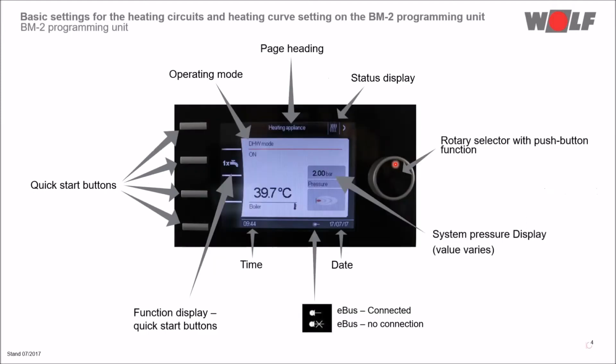Let's take a look at the BM2 programming unit. This also has 4 quick start buttons on the left-hand side. However, due to the fact that the programming unit offers more functions, these are not printed. The rotary selector with push button function, which we have already seen on the display module, is located on the right. It's immediately obvious that there is significantly more information on the screen.